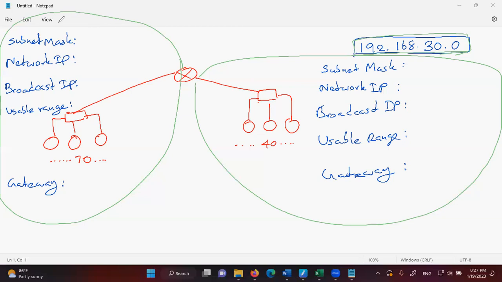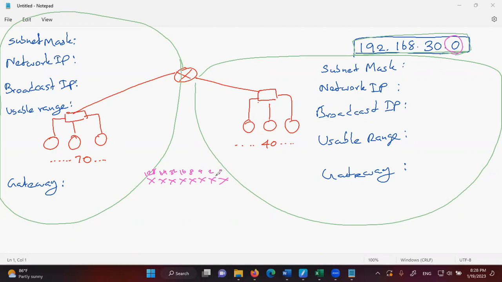Therefore we should find the subnet mask which is relevant to 70 computers. Subnet mask which is relevant to 70 computers. So here is a class C IP address, so we can only use this part, right? In that part we have 8 bits. 128, 64, 32, 16, 8, 4, 2, 1.